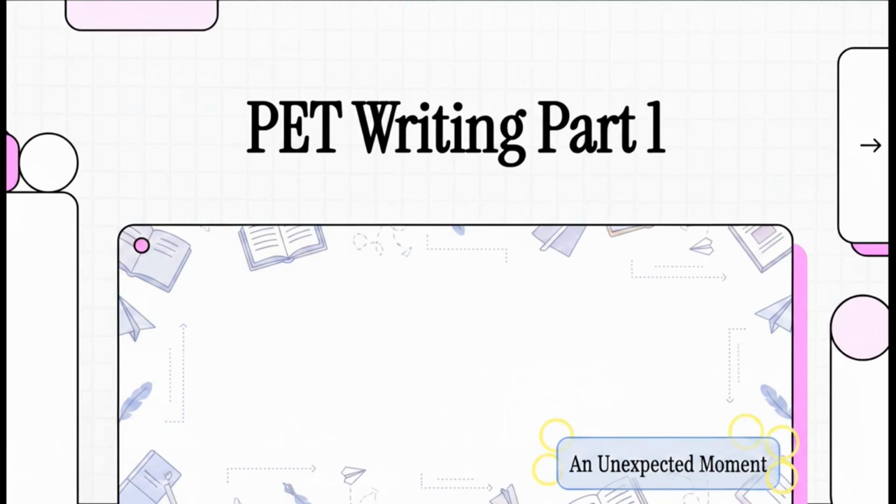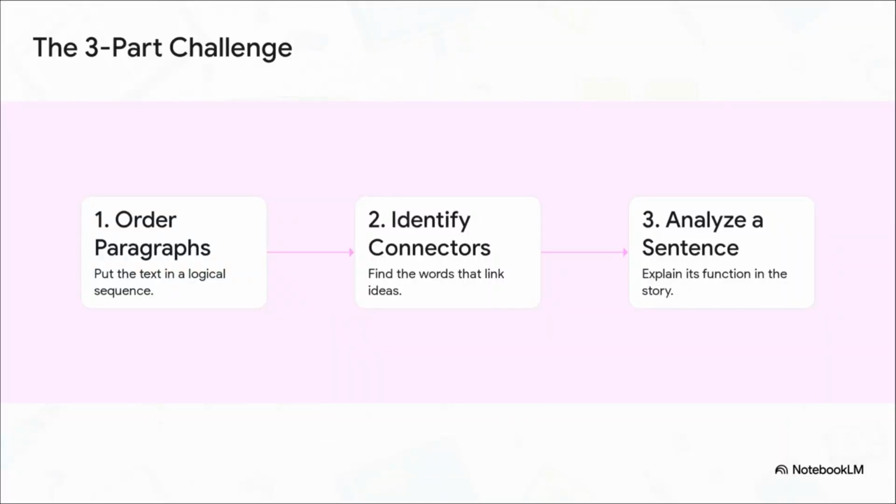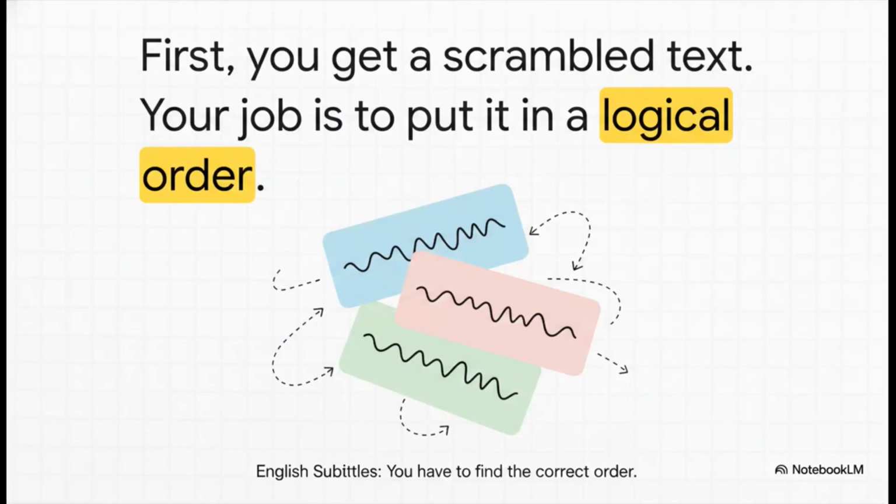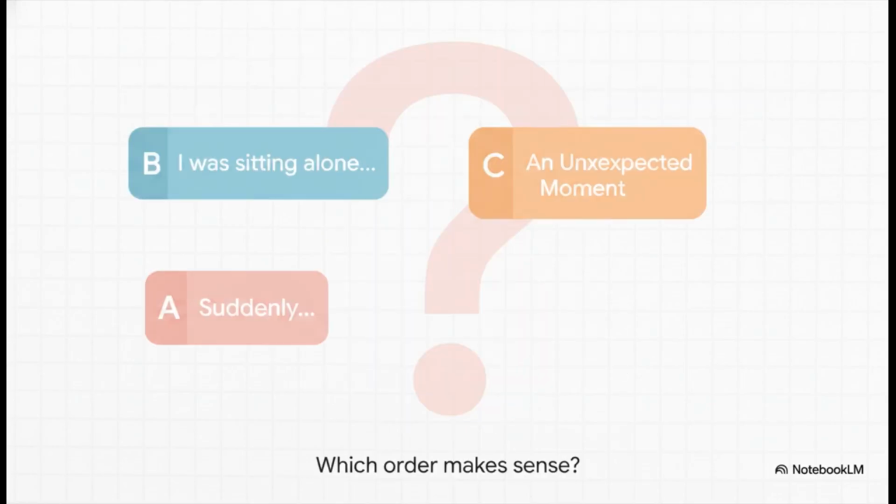All right, let's break down part one of the PET writing test step by step. Okay, so you've got a three-part challenge: order paragraphs, spot connectors, and analyze the sentence. So first up, you'll see a scrambled text. Your job is to make it logical. Here are three chunks of a story. What do you think? Which one kicks things off?